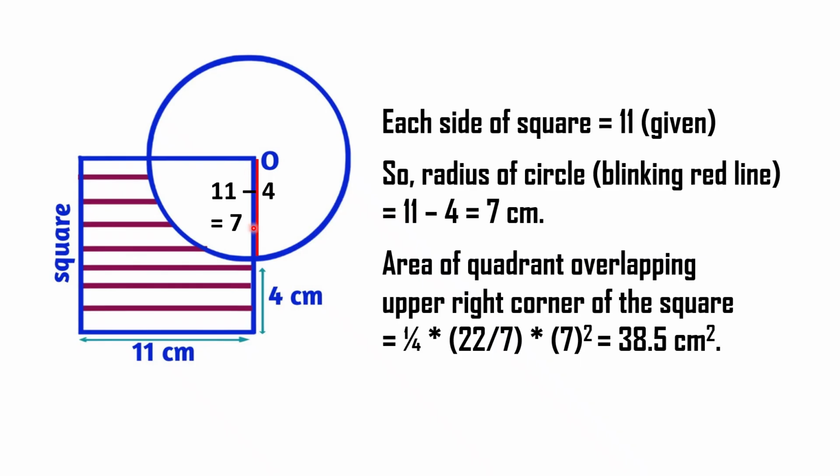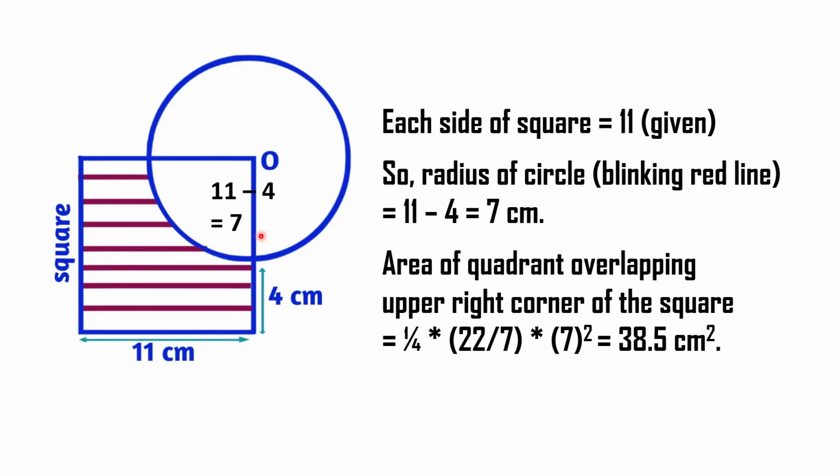Now look at the blinking red line from the center of the circle, from O. This is the radius of the circle, right? So the radius of the circle will be the full 11 centimeters minus this 4 centimeters. So 11 minus 4, 7 centimeters will be the radius of the circle.